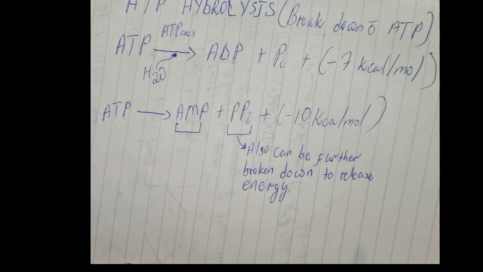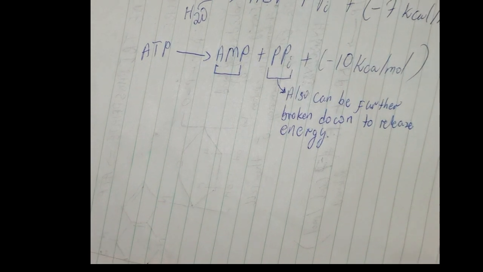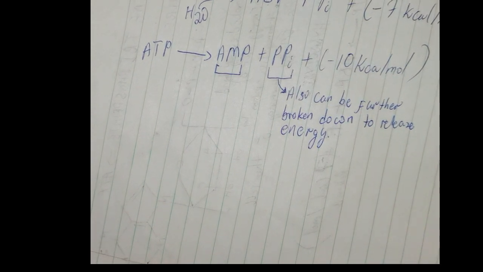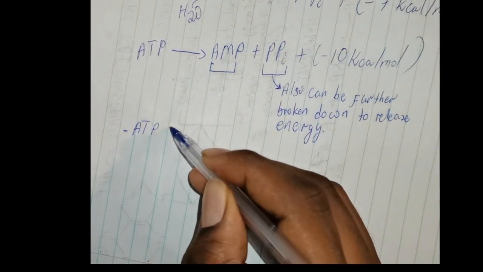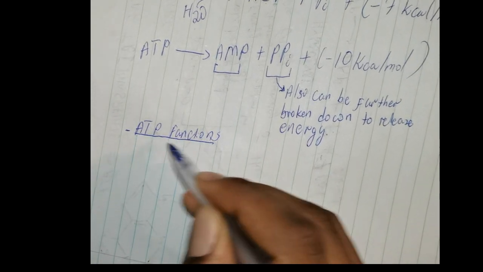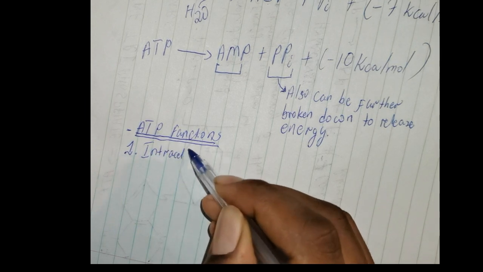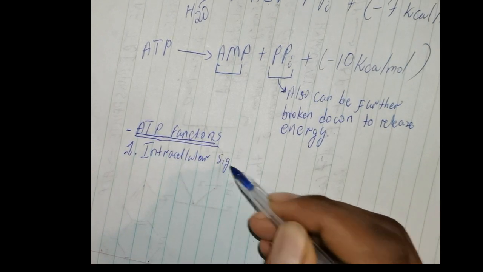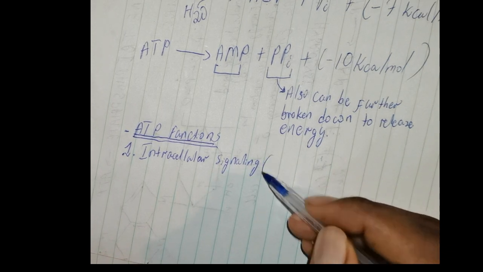So actually it's an exergonic reaction. It releases energy, because we know that there are endergonic reactions, and we also have exergonic reactions, which are reactions that, when the bonds are broken, release energy. However, ATP, as we said, is used to power a lot of processes inside our bodies.